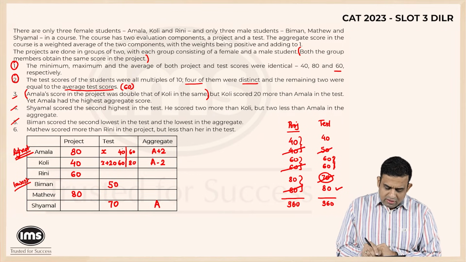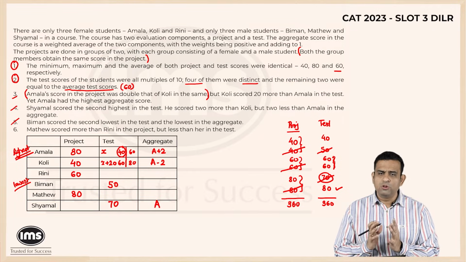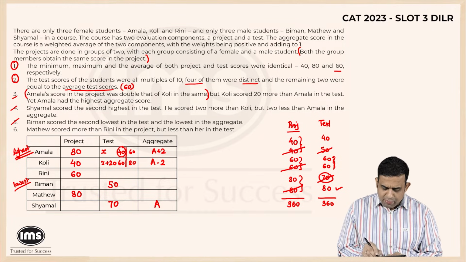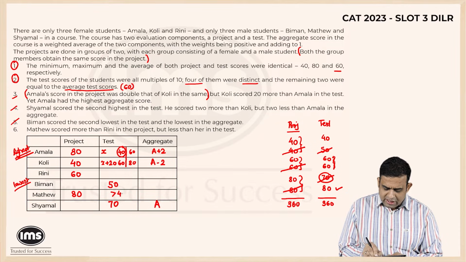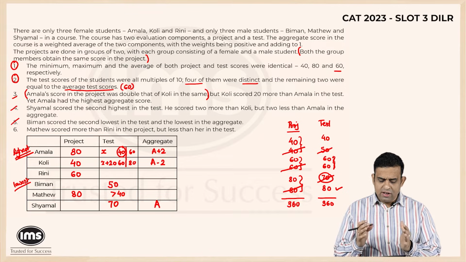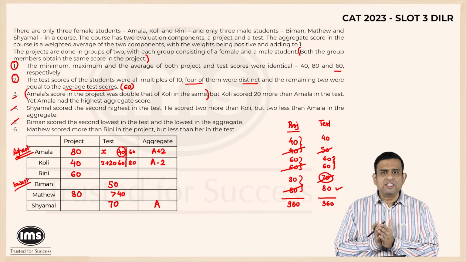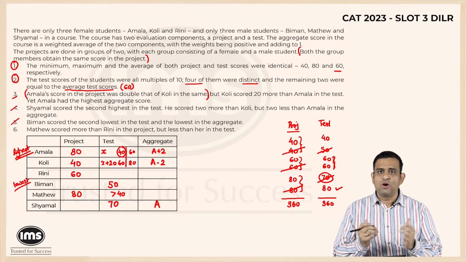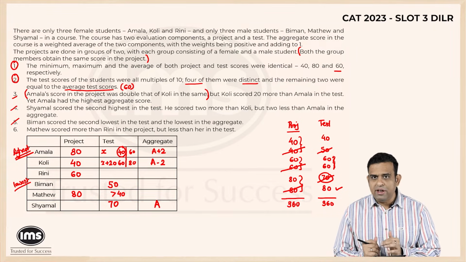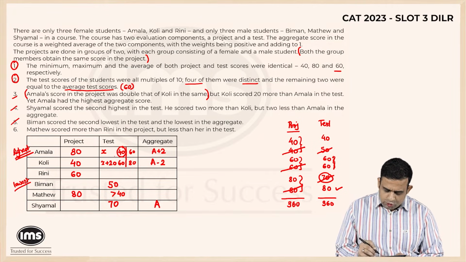Now, can Amla get a 40 in the test? The answer would be no, because only 140 is there. In that particular case, the score of Matthew in the test is definitely going to be more than 40. And what does that mean? In that case, the weighted aggregate score of Amla is going to be less than that of Matthew, and Amla will not be the highest. With that reasoning, I can say this 40 cannot belong to Amla. So this 40 would be out, and it has to be a 60 and an 80.